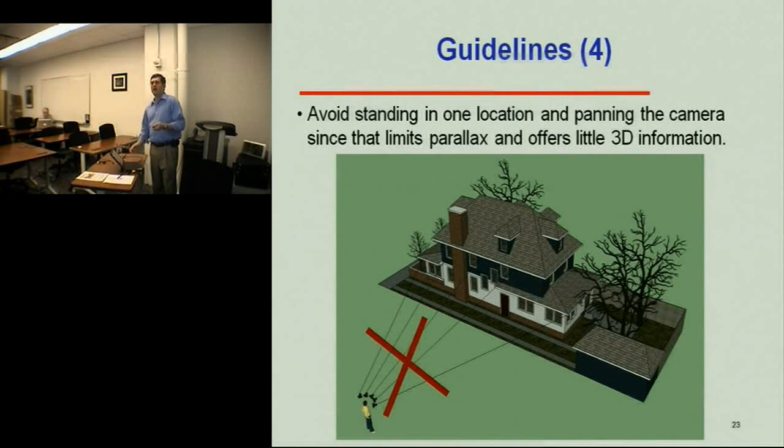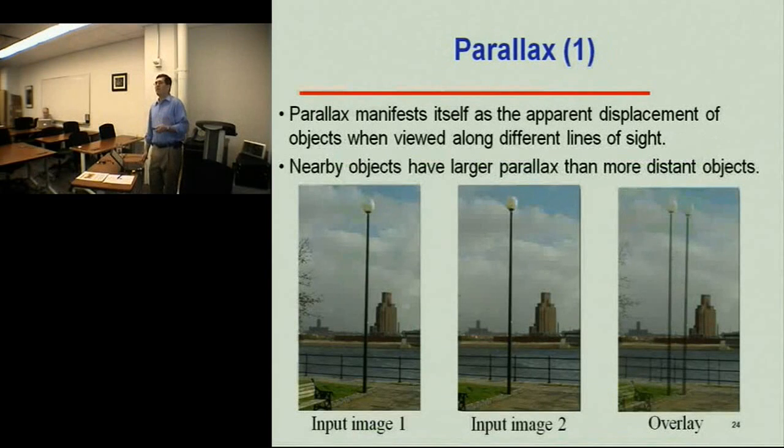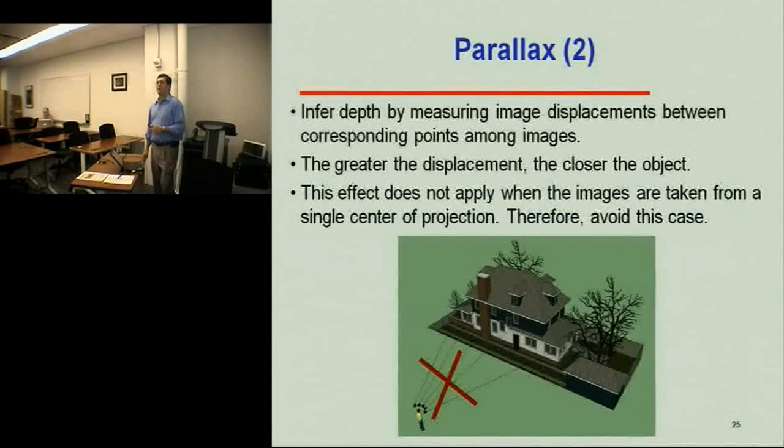And we mentioned parallax, so what is parallax? Parallax manifests itself as the apparent displacement of objects when viewed along different lines of sight. So here you have an example of input image 1 and input image 2, which are two images that were taken by taking a snapshot, walking to another spot, and taking another snapshot. If you simply overlay them, you will notice that the objects in the distance pretty much are in one place, but the objects nearby have been displaced a great deal. So nearby objects have larger parallax than more distant objects. And through this, we can infer depth by measuring image displacements between corresponding points in the images. In general, the greater the displacement, the closer the object.